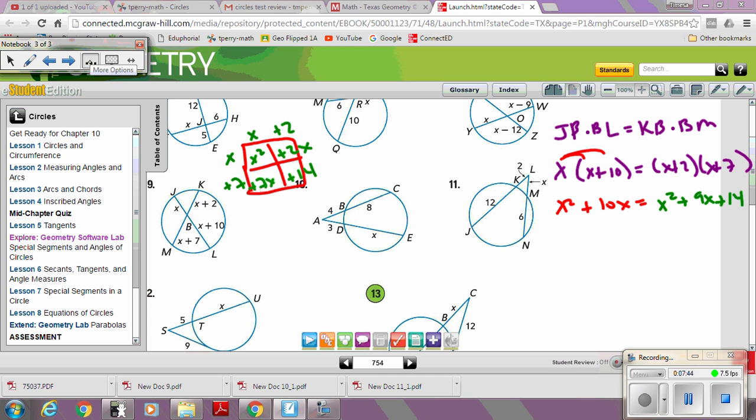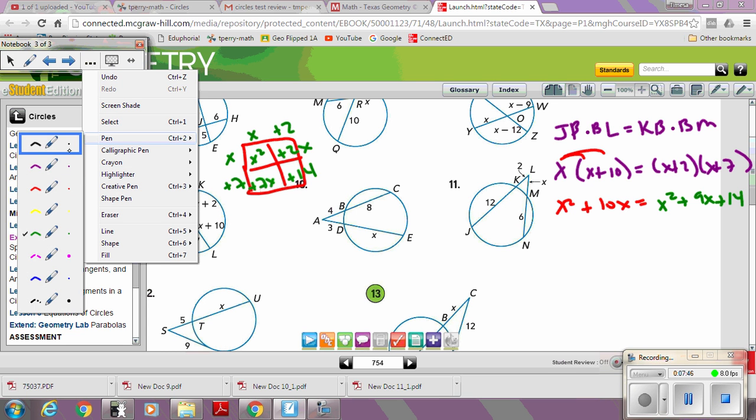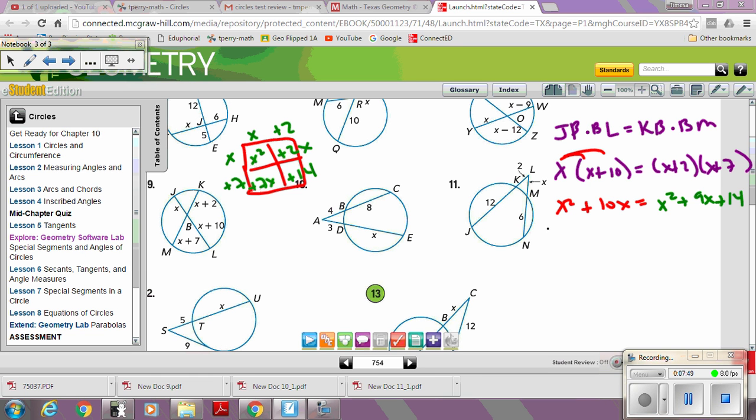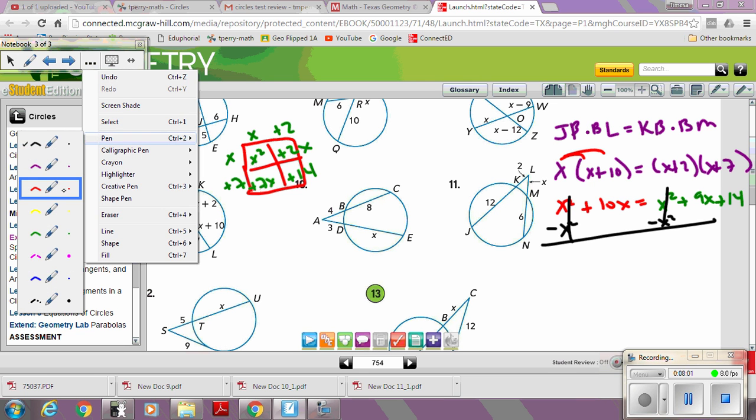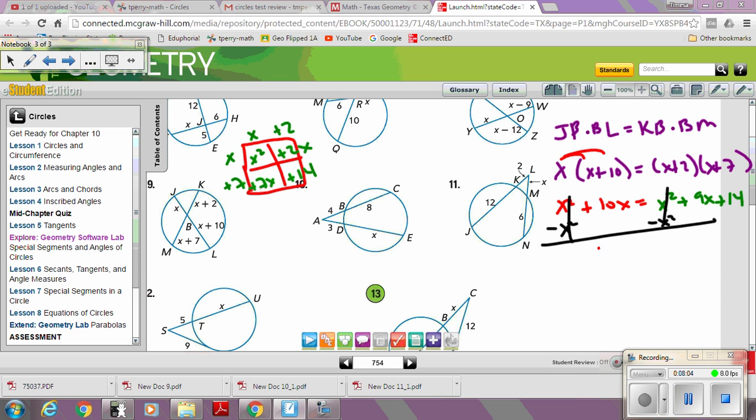Now we need to get our x squareds together since they're on two different sides. So we would subtract, and you should notice that they cancel each other out, which is great. Helps us out and saves some time. So bring everything else down. That leaves us with 10x is equal to 9x plus 14. Now subtract 9x from both sides. You would get 1x is equal to 14. So we're done.